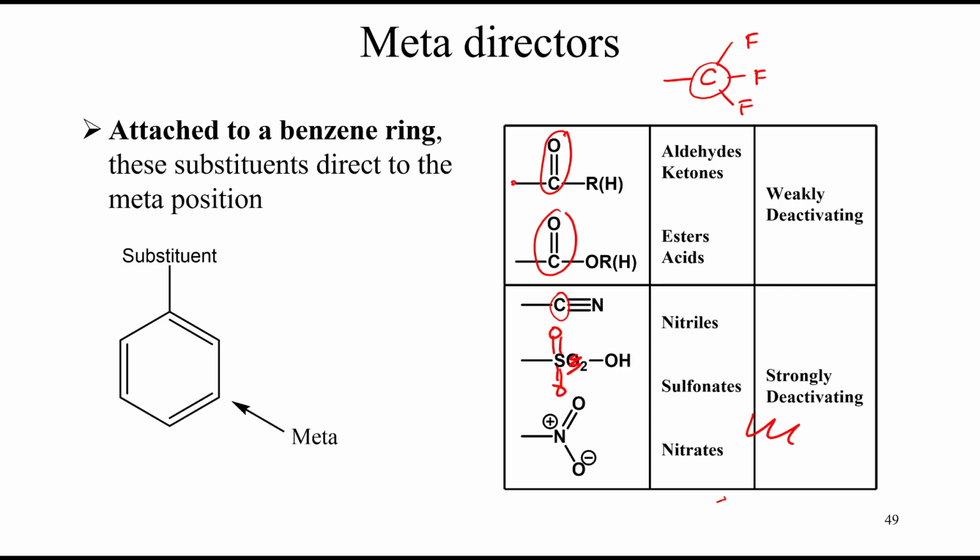Like that. Okay. So it has double bonds. And the nitro group, which is the most strongly deactivating group, has a nitrogen with a positive charge on it and a double bond or a pi bond on the nitrogen. These types of substituents all deactivate the ring, and they are all meta-directing substituents.